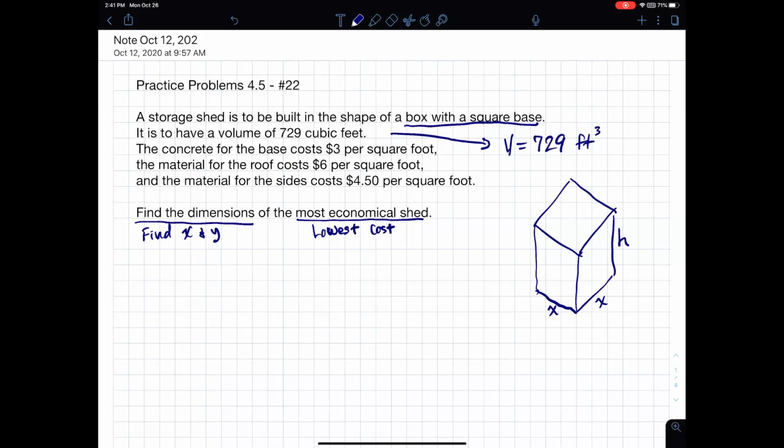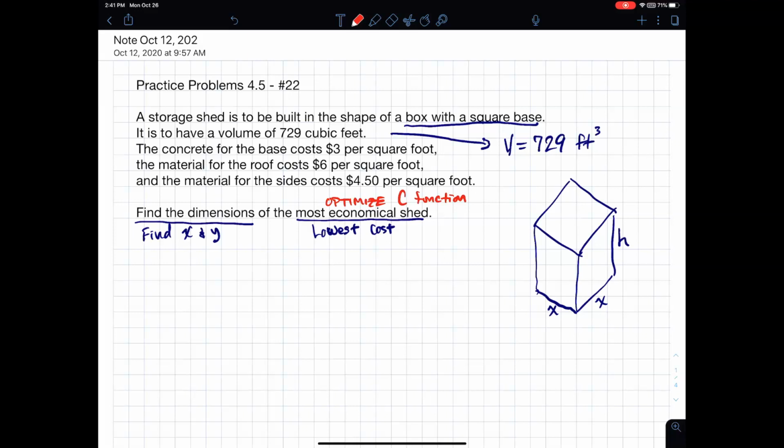And so in an optimization problem, you focus on the thing you want to optimize. So we want to optimize the cost. And that means we want to express the cost as a function of a single variable so that we can then use our max-min derivative stuff on that function to find its minimum value. So to optimize the lowest cost, we want to optimize the function C. So we have to express the cost C as a function of a single variable.